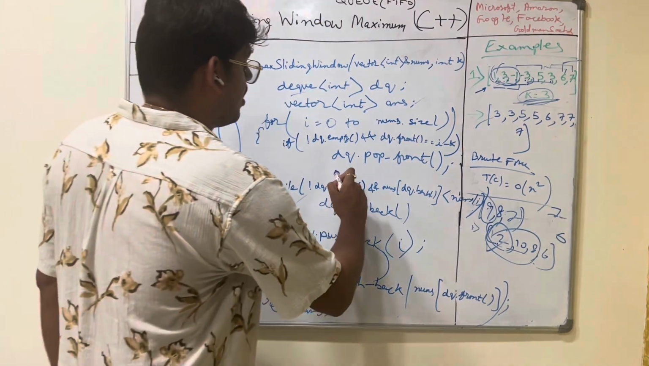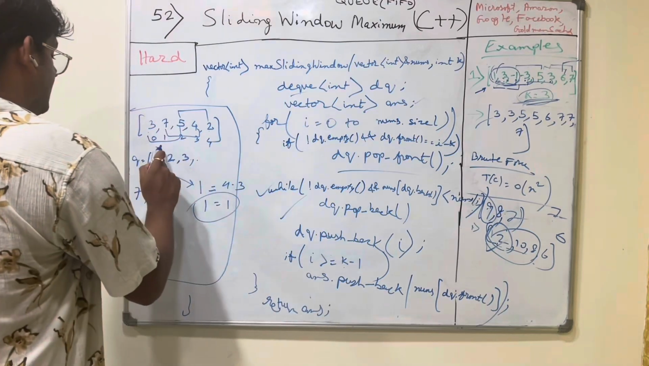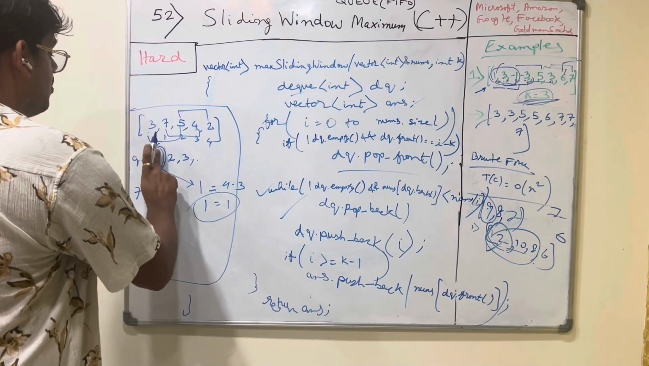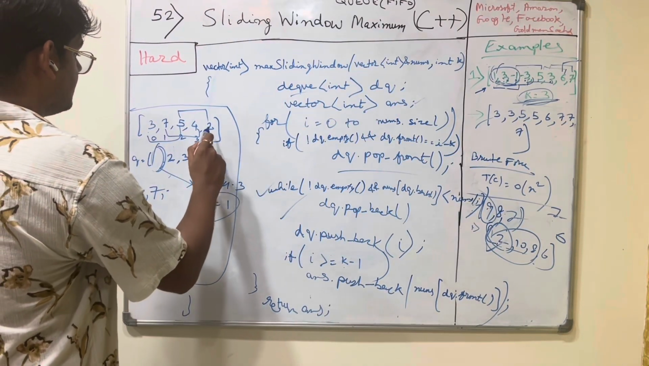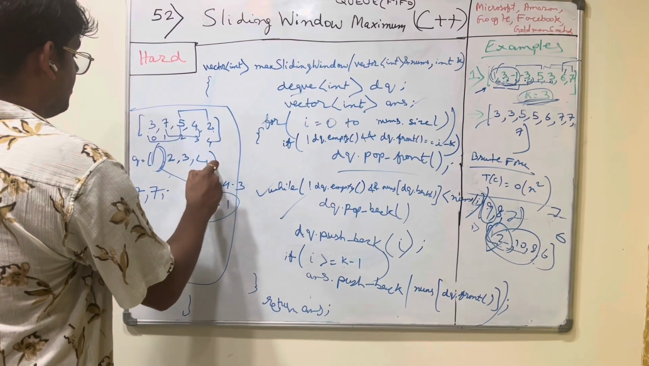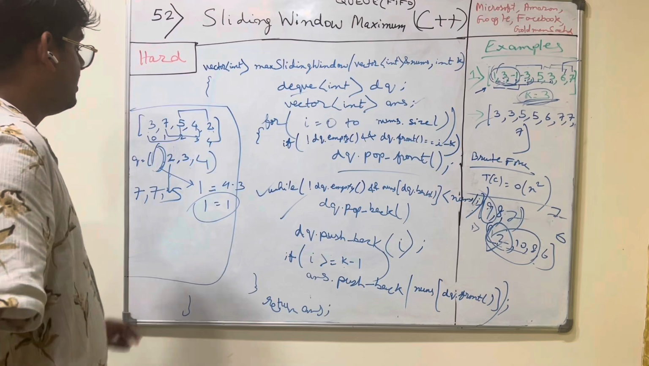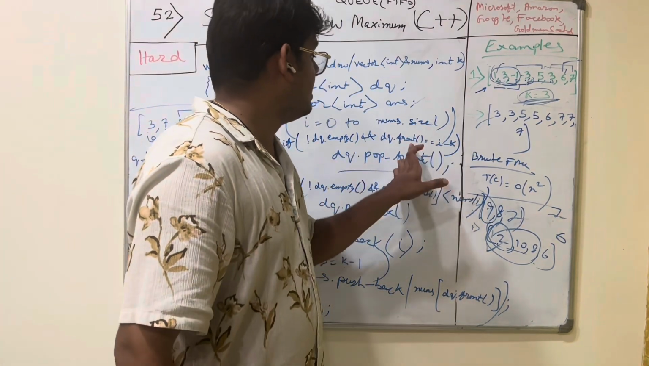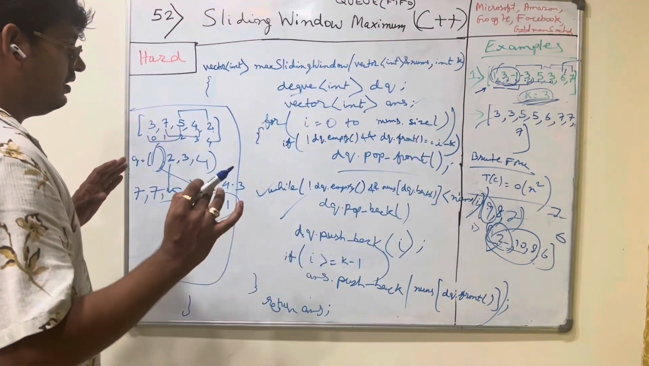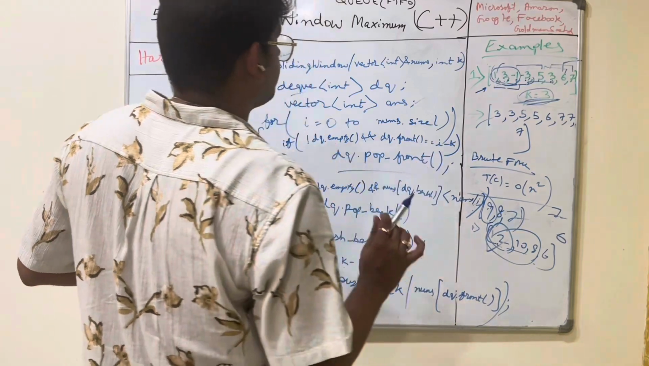Then we are popping out the front element, right? This would be front, this would be popped out, and then this 4 would be coming and we will pop out. The answer would be 5, right? So how did this happen? DQ dot front is equal to I minus k.